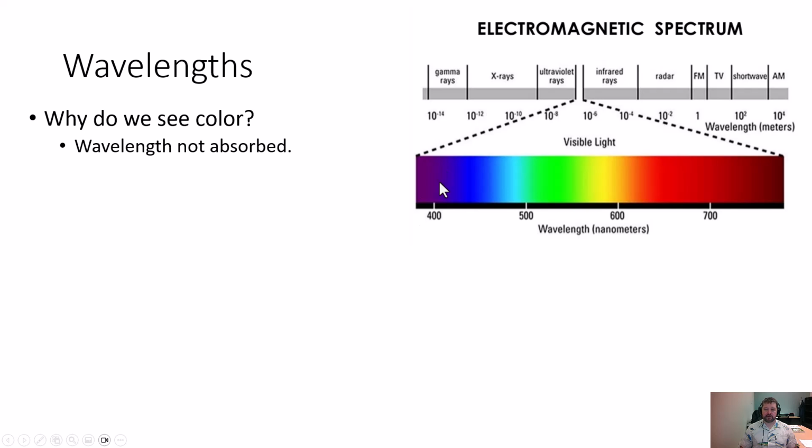You're seeing violet at 390, everything's being absorbed except for 390. And so that's why we see color. Why do we see these three main colors?